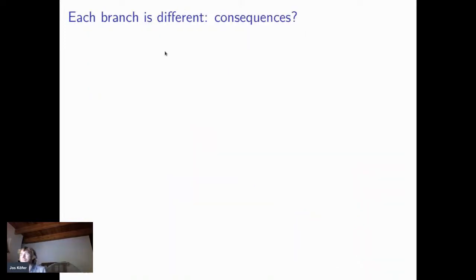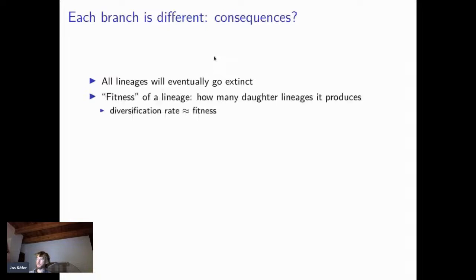So if each branch is different, what would the consequences be? We know that the only stable state for a lineage is to go extinct. It's like individuals. The only stable state for us is to die, right? So then you can define the fitness of a lineage. The fitness is how many daughter lineages it will produce, and this is the diversification rate. We know that traits contribute to fitness. We also know that traits are heritable. So if the traits are heritable and they contribute to fitness, then the fitness would be heritable as well.